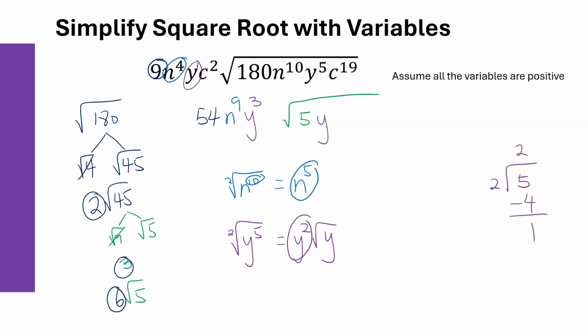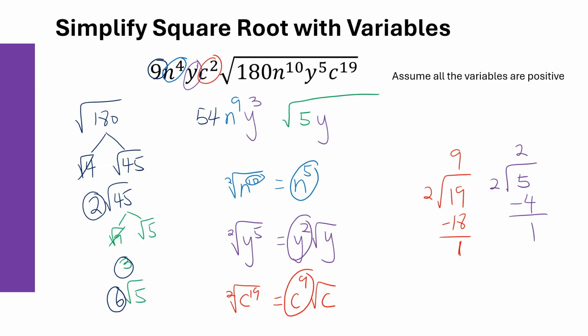And the last one we're going to do is the square root of c to the 19th. And again, we want to know how many 2's can go into 19 maximum. Well, that's 9 times, because 9 times 2 is 18. And again, with 1 remaining. So this tells us that there's 9 c's outside with 1 c inside. So take this, multiply by c squared, so add the exponents. 2 plus 9 is 11, with 1 c inside.